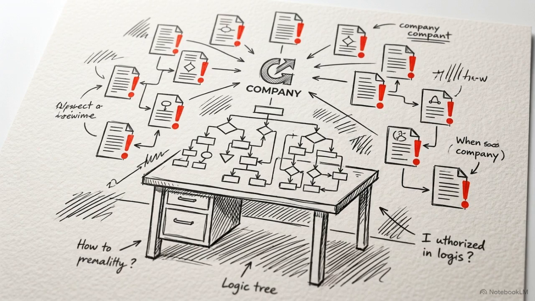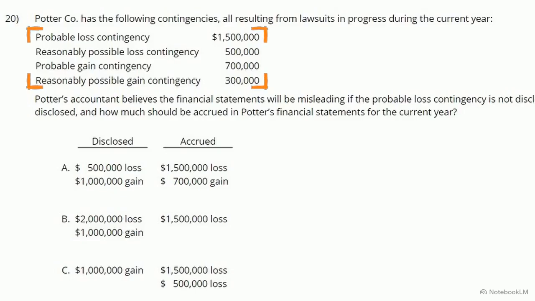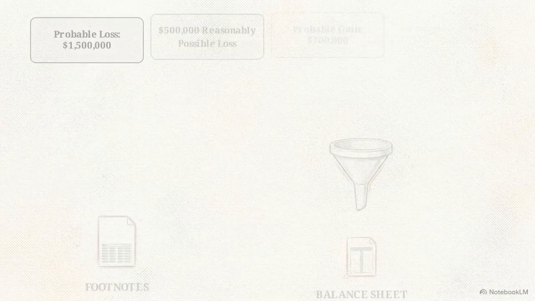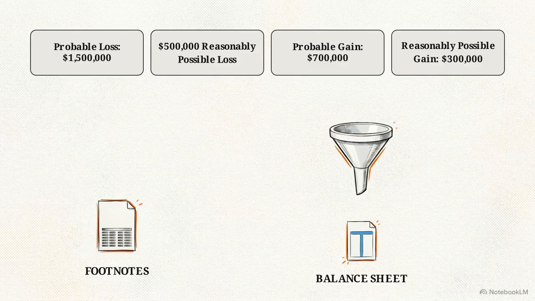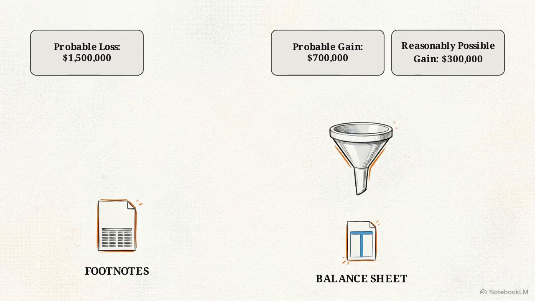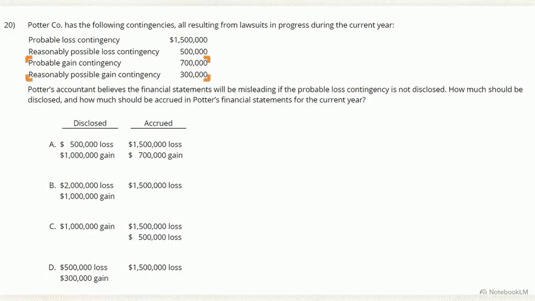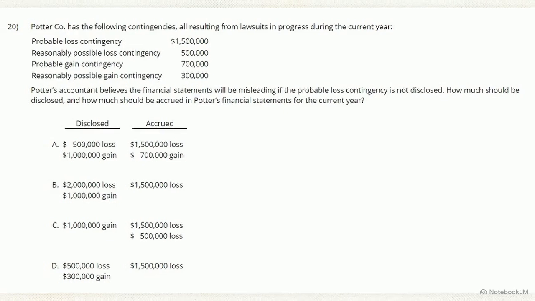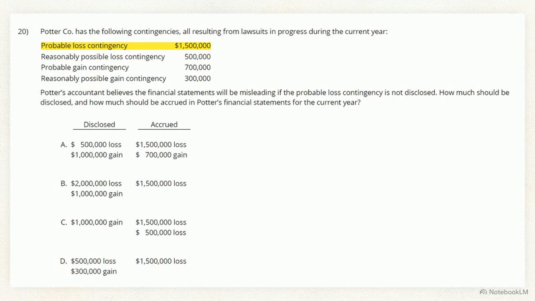We can test this entire logical framework by evaluating a company managing multiple overlapping legal contingencies. Potter Company has 4 distinct legal contingencies on its ledger, representing a mix of probabilities and types. We first filter out the items that belong strictly in the footnotes. The $500,000 reasonably possible loss is disclosed but not recorded. Applying the asymmetry rule, both the $700,000 probable gain and the $300,000 reasonably possible gain remain off the balance sheet, though the probable gain is disclosed. This leaves one item triggering a hard accrual, the $1,500,000 probable loss contingency.